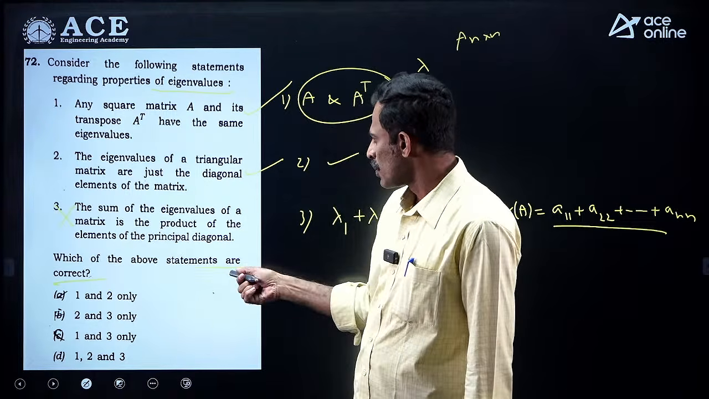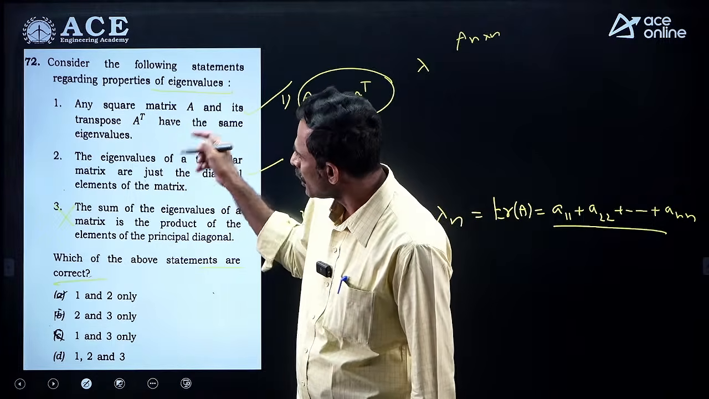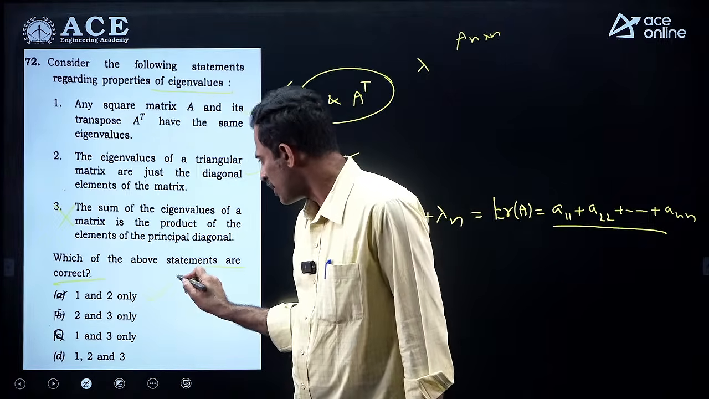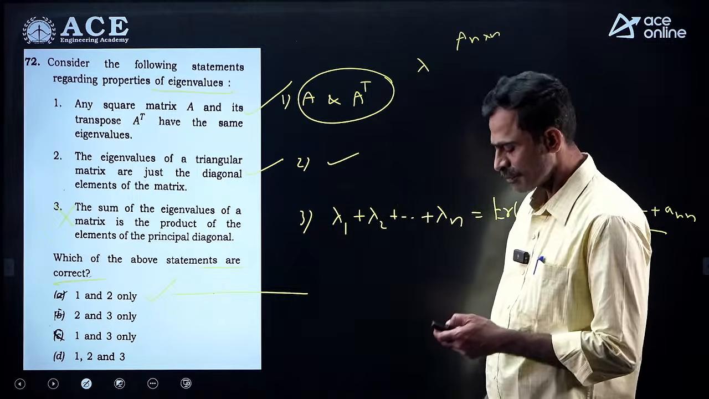And we are asked to choose the true statement. So this statement is correct, this statement is correct, this is the wrong statement. Finally, 1 and 2 are correct. 1 and 2 only is given in option A. The first option is correct.